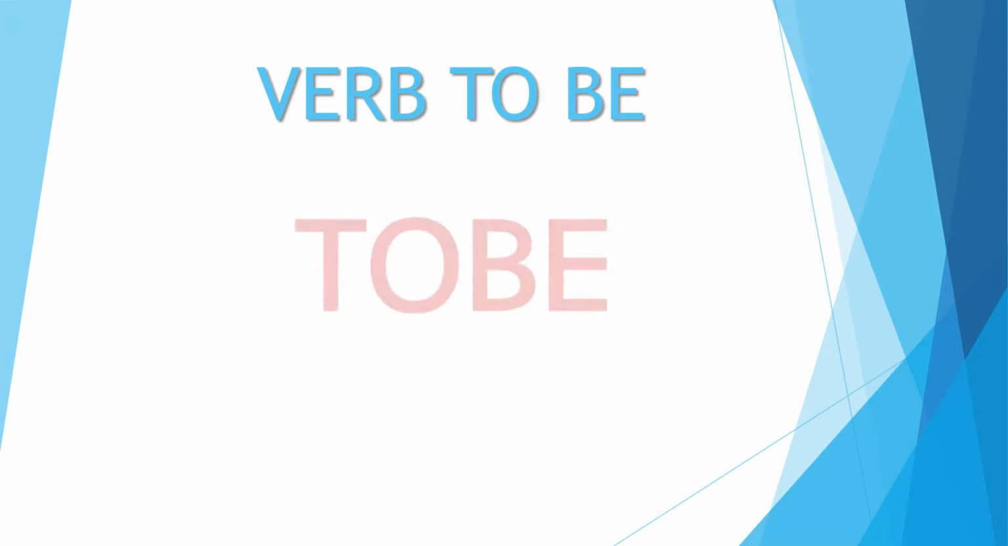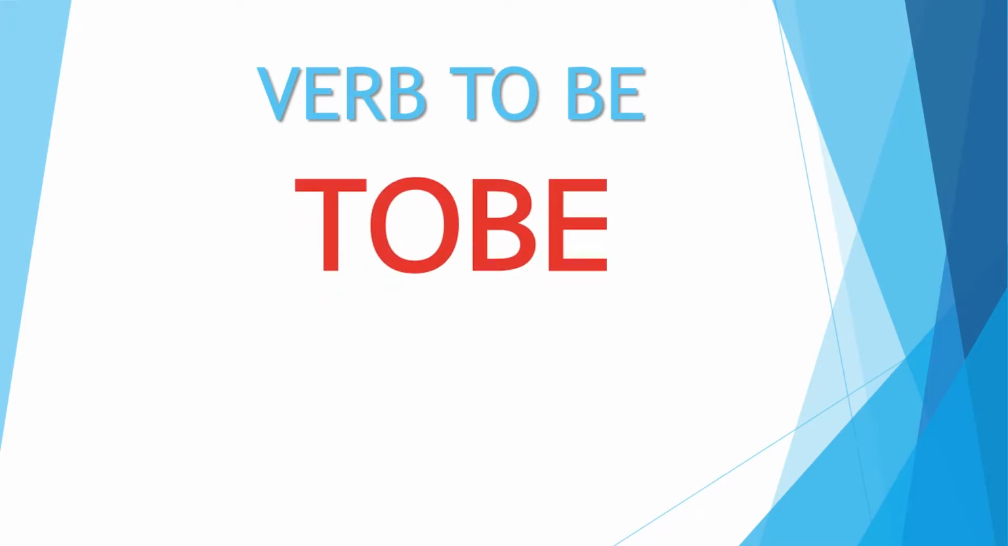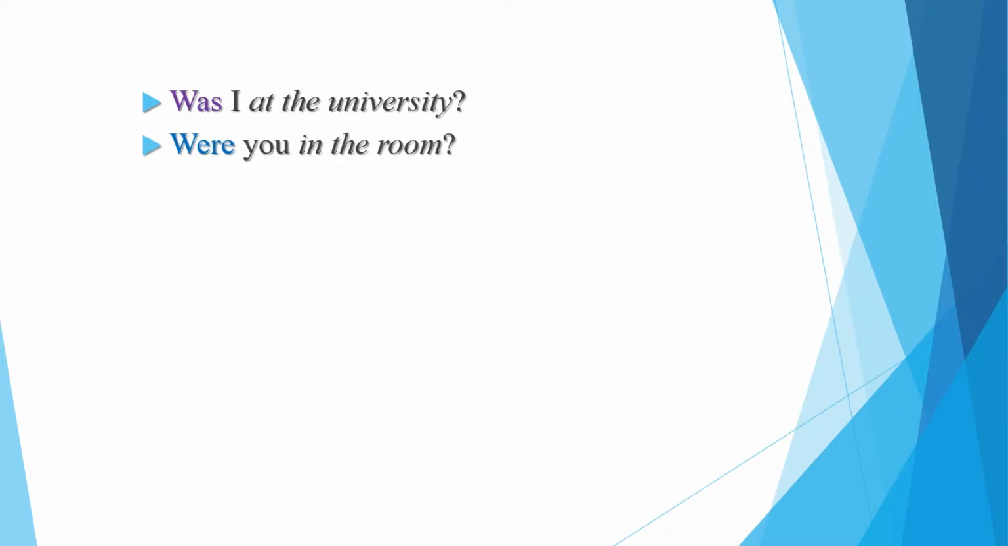So today we are going to talk with you about the verb to be, and the verb to be in its forms in the past. In the following video presentation you will see how to use the verb to be correctly and how to use it in a proper way. For example, when you build a question, you have to say was or were before the subject.